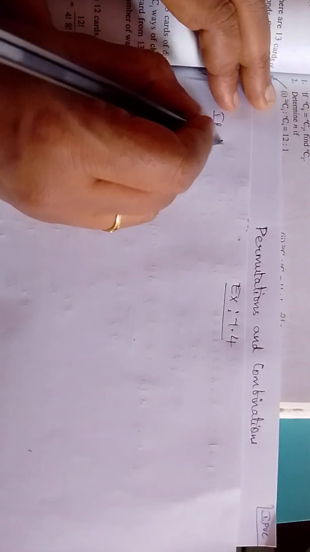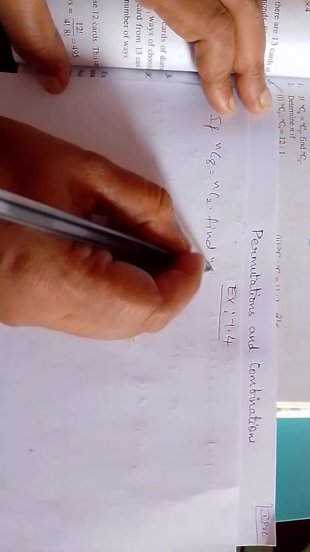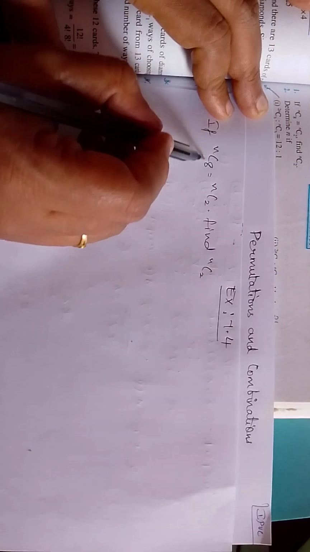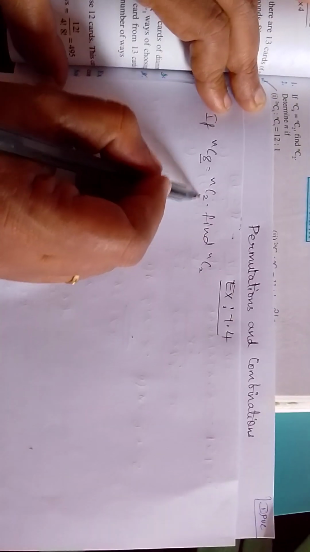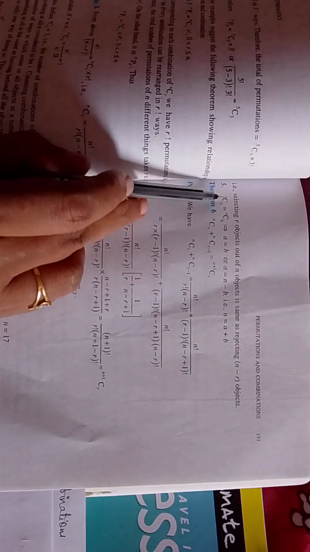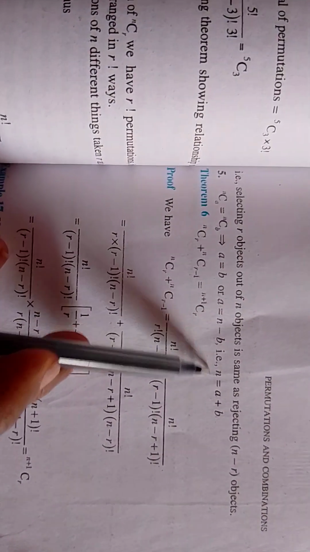As you can see, the question says, if nC8 is equal to nC2, they have asked us to find nC2. So here you can see nC8 is equal to nC2. These both are same and the r part is different. So we have a result which says, if nCa is equal to nCb, it implies a is equal to b, that is a is equal to n minus b, or n is equal to a plus b. So we are going to use this result here.